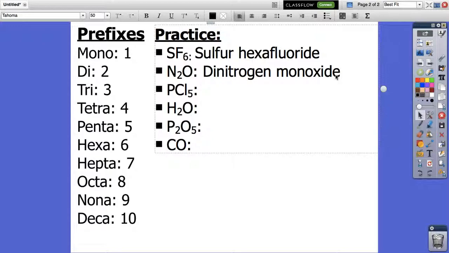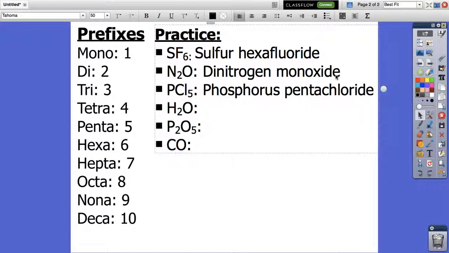Next we have 1 phosphorus atom and 5 chlorine atoms. Again, we know that it's binary molecular because it's 2 nonmetals covalently bonded together. So we're going to start by just putting phosphorus. Again, no need to put mono on it because it's the first element listed. And then we have 5 chlorine atoms, so it would be pentachloride. Don't forget that IDE there on the end.